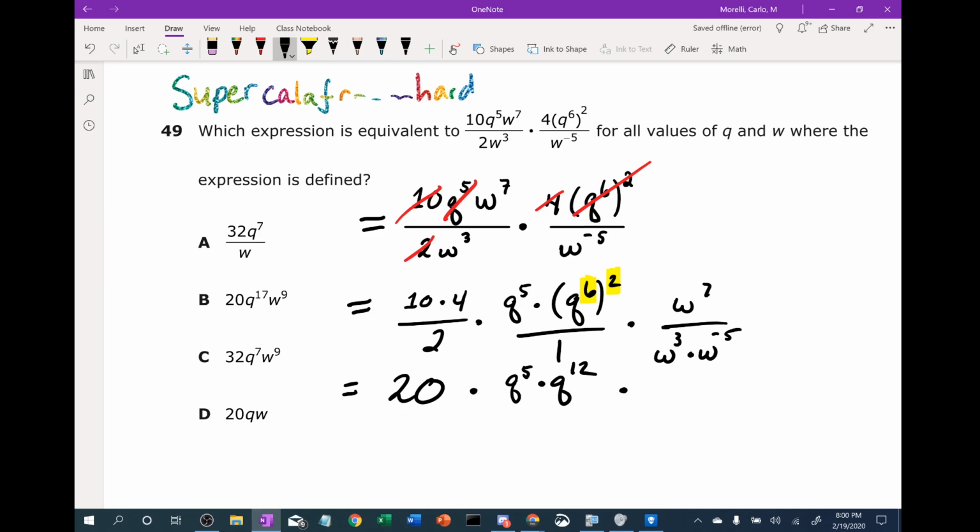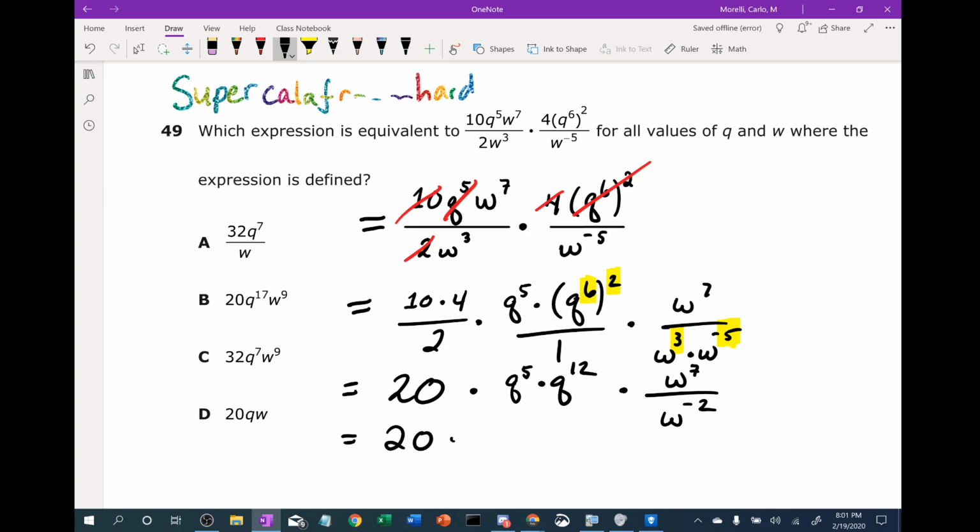Now let's work on our W's. I'll leave W to the 7th as itself over. And now we're going to use the product rule. When you have two bases that are the same, you multiply them, you add their exponents. So you have W to the 3 plus negative 5. So that's W to the negative 2. Okay? Let's keep rolling along.